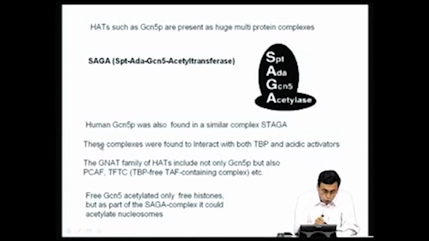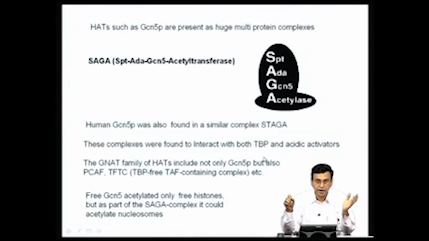And similarly, the human GCN5 was also found to be in a similar complex called STAGA. The point I am trying to tell you is that many of these histone acetyltransferases exist as multiprotein complexes with other important regulatory proteins which play a very important role in regulation of gene expression. So, these multiprotein complexes, in which HATs are one of the components, were found to interact with both TBP on one hand and acidic activators on the other hand.